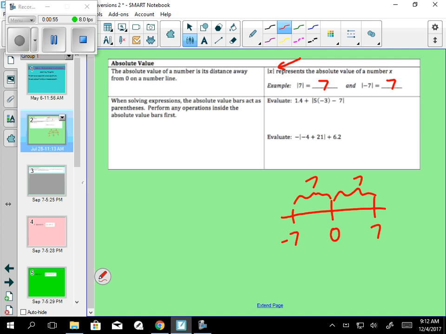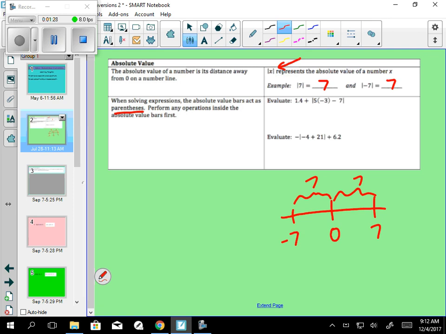Distances are always positive. Whenever you're traveling somewhere, you never say you go a negative distance. Distance is always a positive number. Okay, so when solving expressions, the absolute value bars act kind of as parentheses. You need to perform any operations inside the absolute value bars first. Okay, so they kind of act like parentheses in that you need to start with them, but you can't do everything the same as if it was parentheses, as we'll look at in the next one.